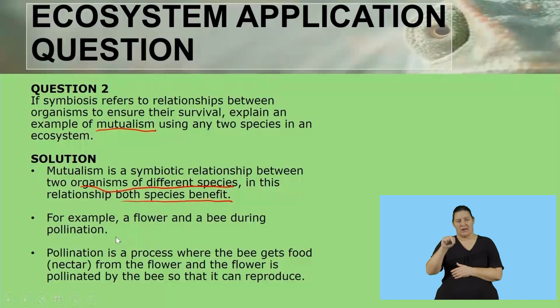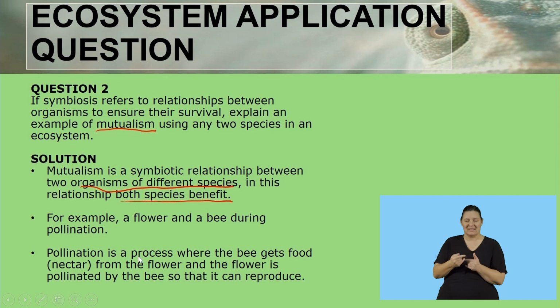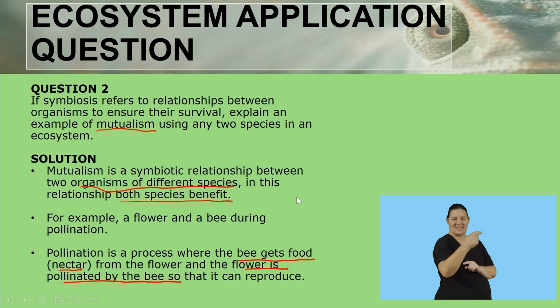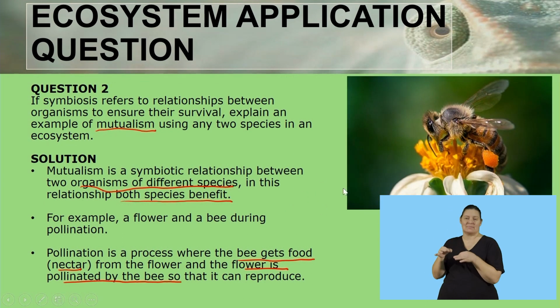For example, a flower and a bee during pollination. When we speak of pollination, this is the process where the bee gets the food, which is the nectar, from the flower, and the flower benefits by being pollinated so that it can reproduce. So that is the example that I chose. Here is the picture that explains this. We have our bee that is feeding on the nectar here on the flower. So this is our flower and this is our bee.